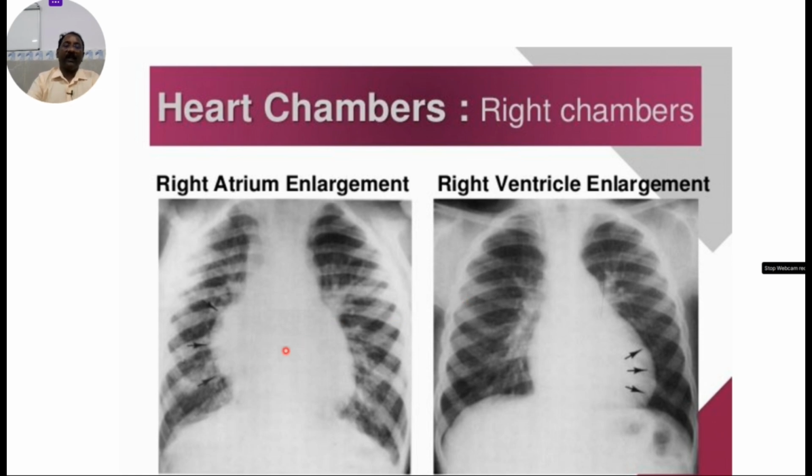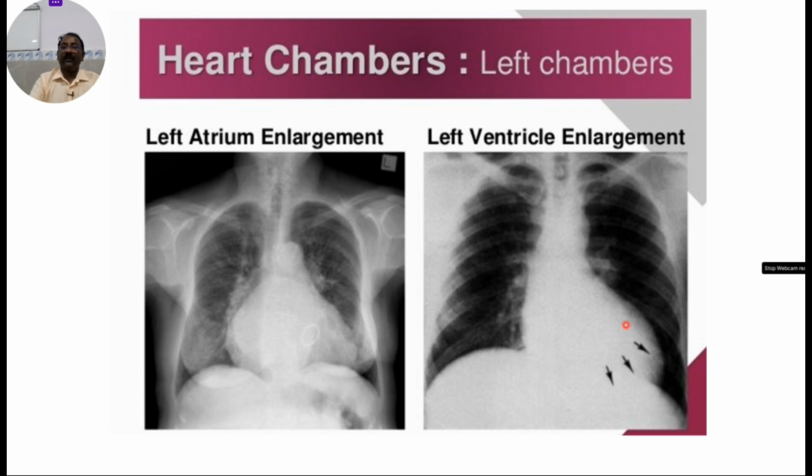See the right atrium enlargement, because the right heart border is formed by the right atrium. This is the right atrial enlargement. So this is the right ventricular enlargement going this way. Suppose the left ventricular enlargement, so this enlargement like this. See the left ventricular enlargement. Okay. Here the left atrial enlargement.